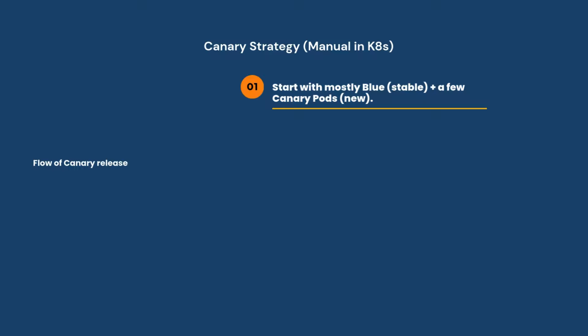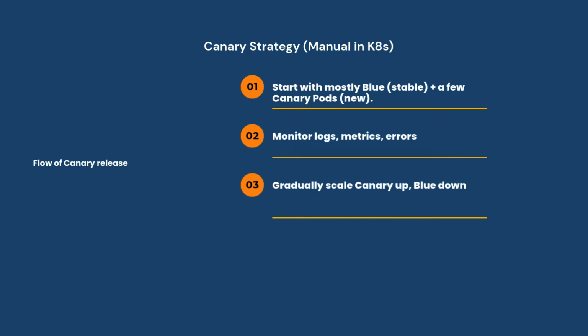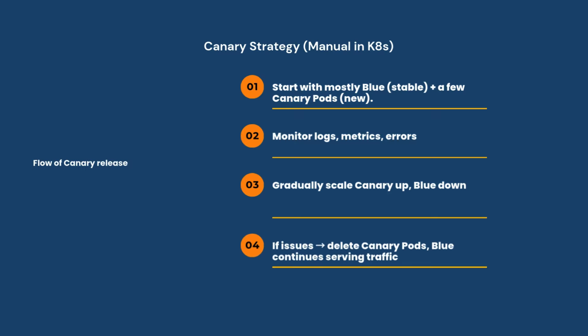Number 1, start with mostly blue, that is the stable version, plus a few canary pods, that is the new version. Number 2, monitor logs, metrics, errors. Number 3, gradually scale canary up and blue down. And number 4, if there's any issue, delete the canary pods. Blue continues serving traffic. This way you minimize risk by testing the newer version on a small set of users before everyone gets it.